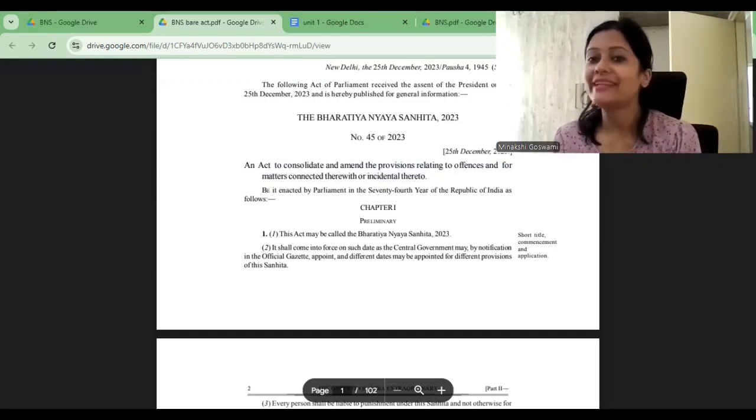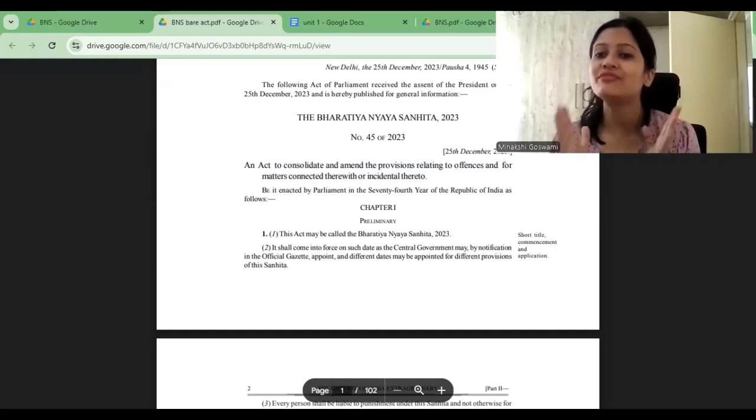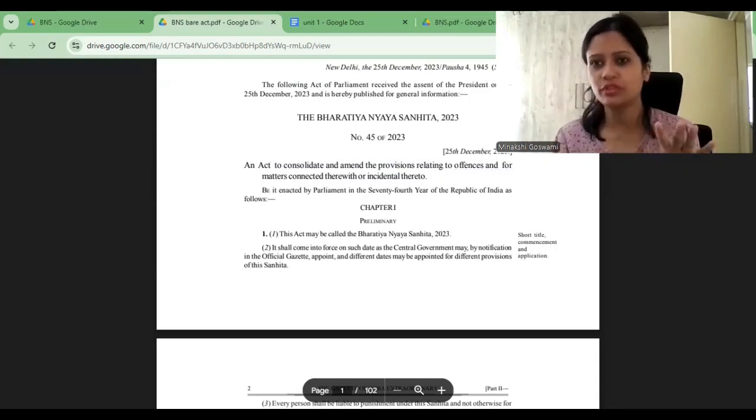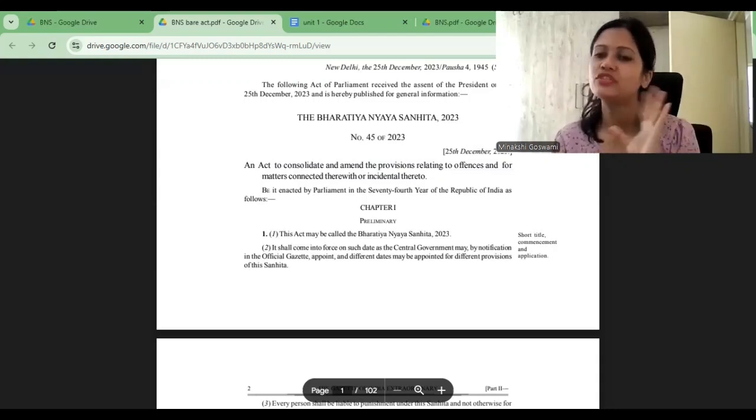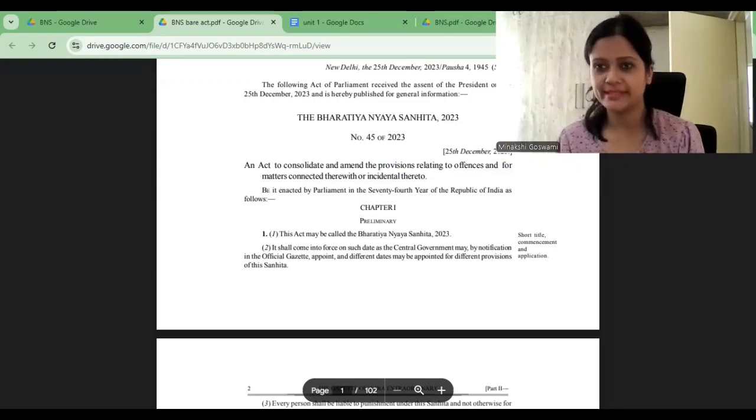Now section 1 of any legislation for that matter becomes very much important for us because it talks about the name of the legislation and it also talks about the scope of the legislation. For most of the legislations, it is section 1 which talks about the scope of the legislation.